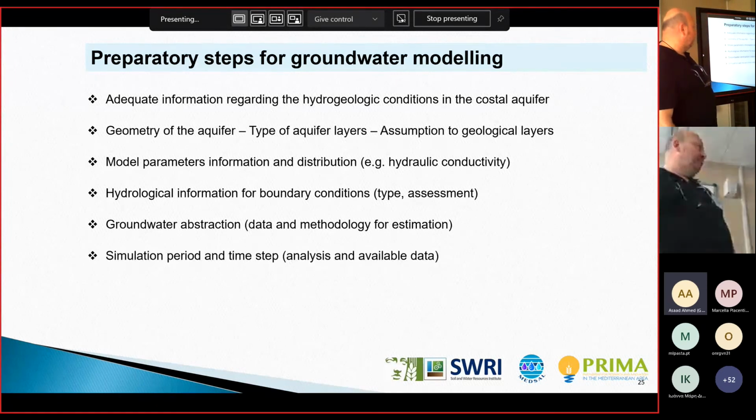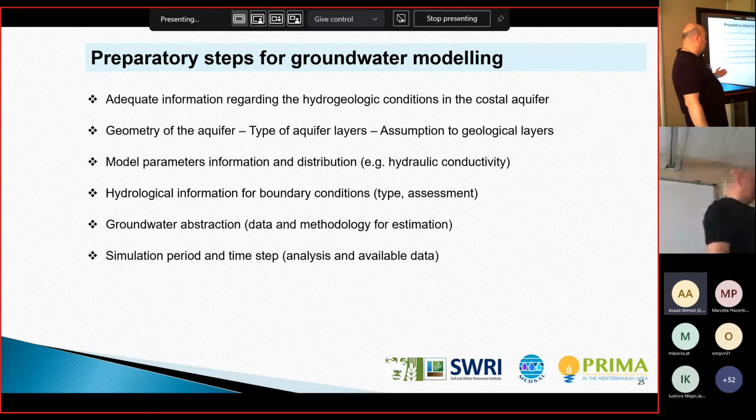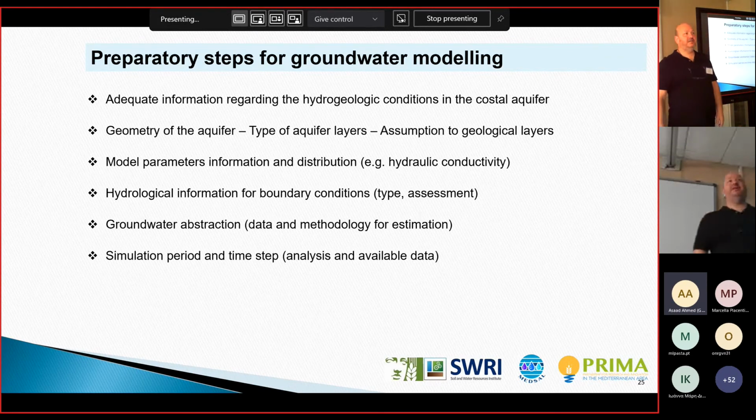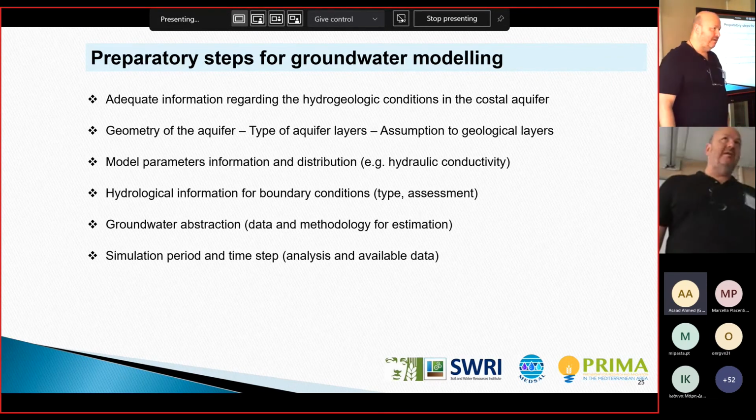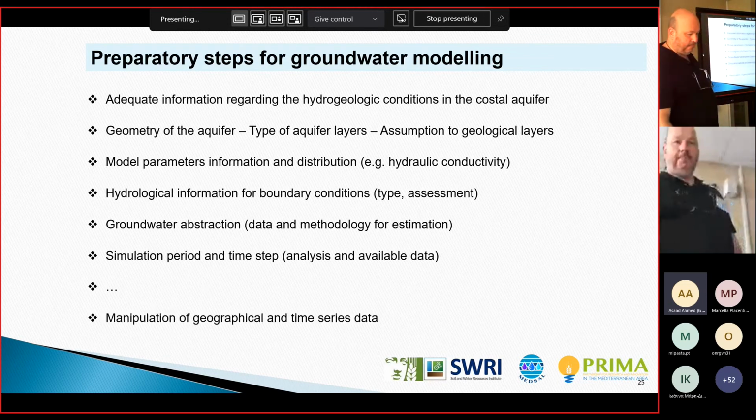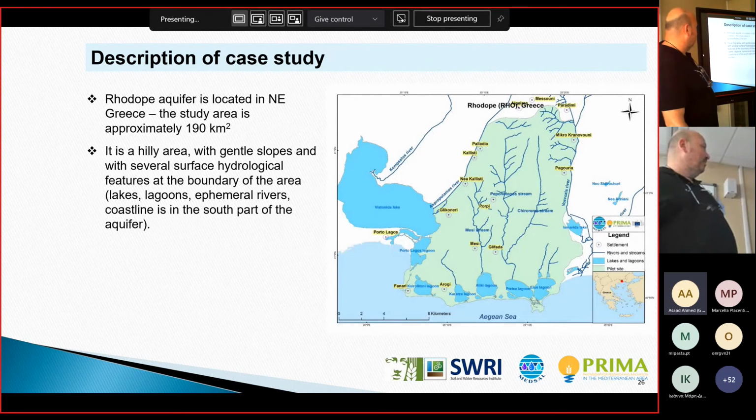And we usually have to define from the beginning the simulation period we would like the model to run, and the time step. These are decided based on the desired analysis and also the available data, the available meteorological data or the available piezometric data. To collect all this information, efficient handling of geographical and time series data will be helpful. So GIS and very good use of Excel is the minimum requirement for that.